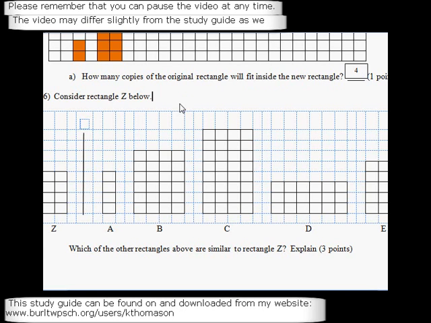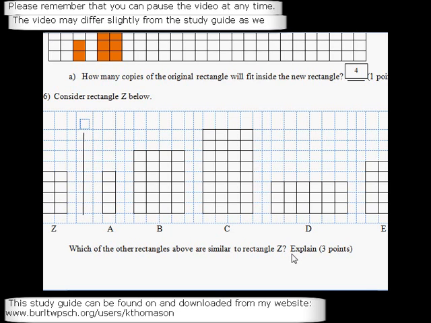Put the answer 4 there. Alright, now it says consider rectangle Z below. I drew this line here to show some separation. So they're saying consider this rectangle right here. Which of the other rectangles above, so out of all of these, are similar to rectangle Z?